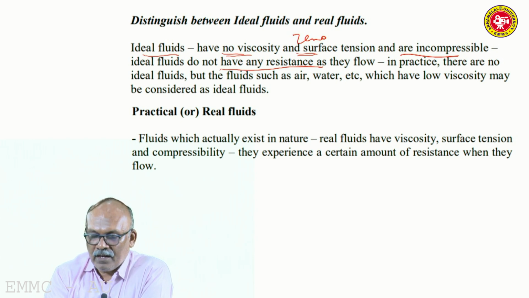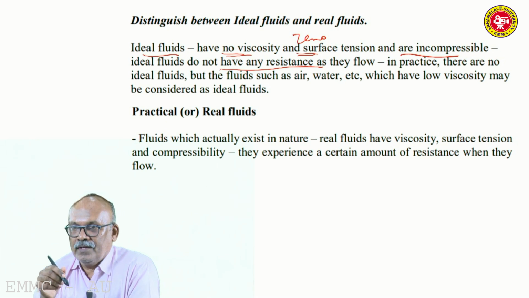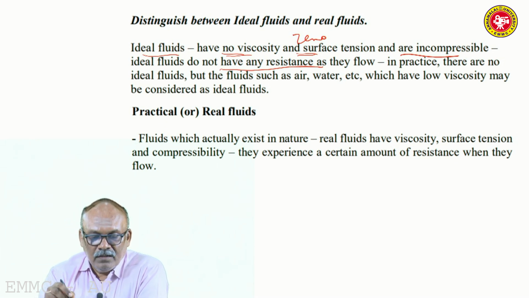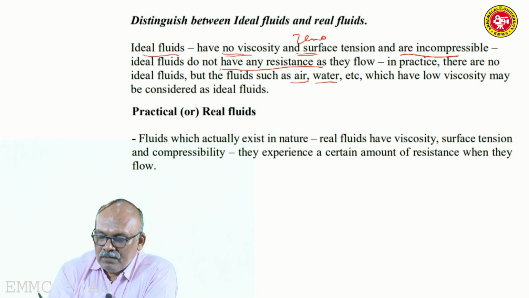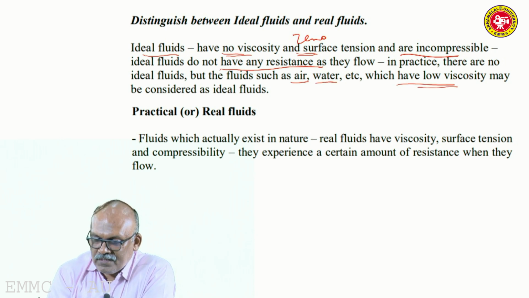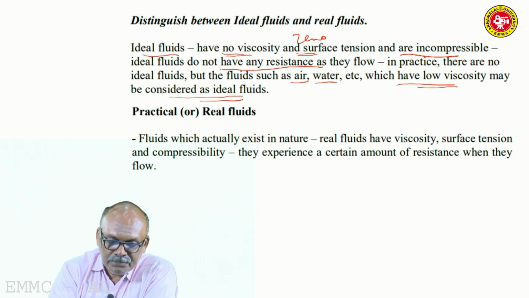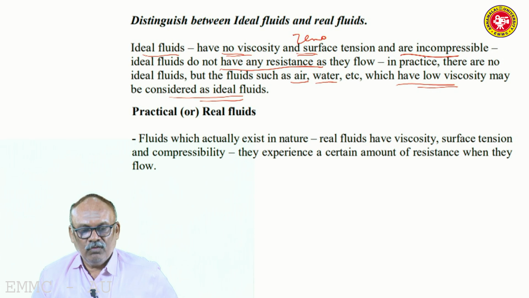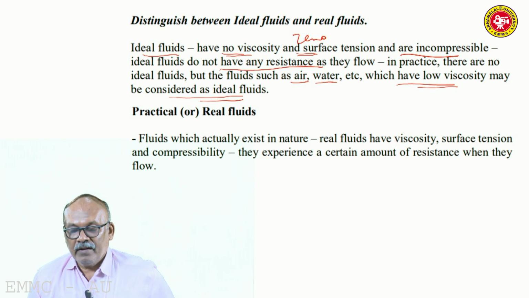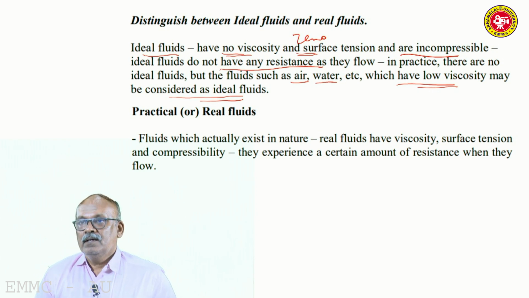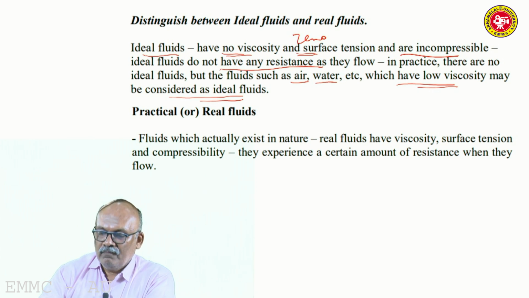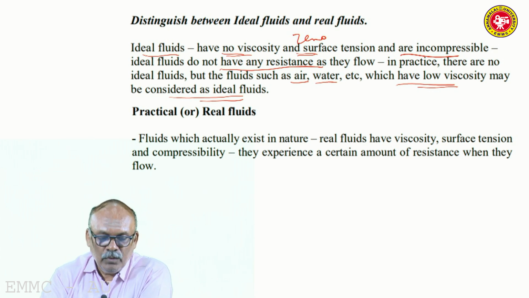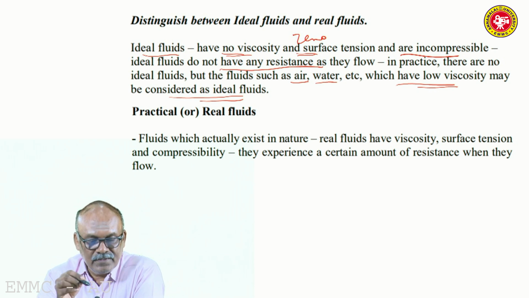So in practice, in reality, there are no such ideal fluids. But the fluids such as air and water, which have very low viscosity, may be considered as ideal fluids. So what is the definition of ideal fluids? They have zero viscosity, zero surface tension, and they are incompressible. And ideal fluids do not have any resistance as they flow. In reality, there are no such ideal fluids, but we consider fluids such as air and water, which have low viscosity, as ideal fluids. They can be treated as ideal fluids.